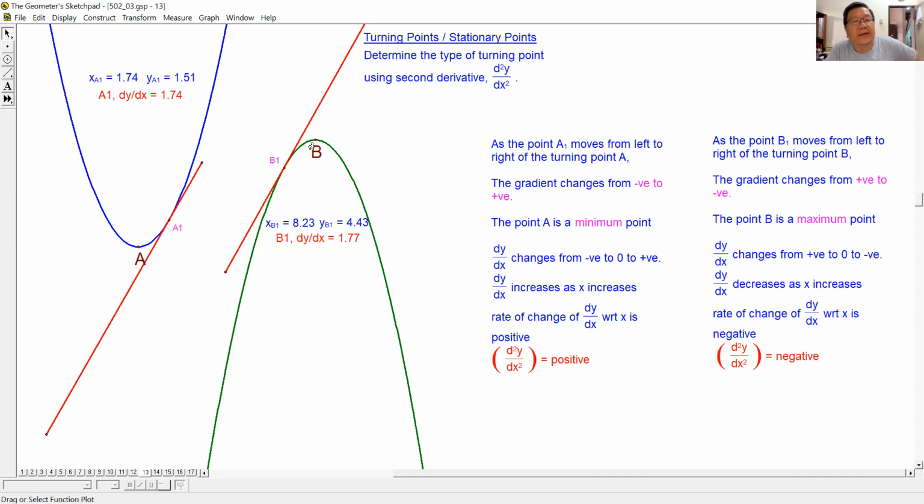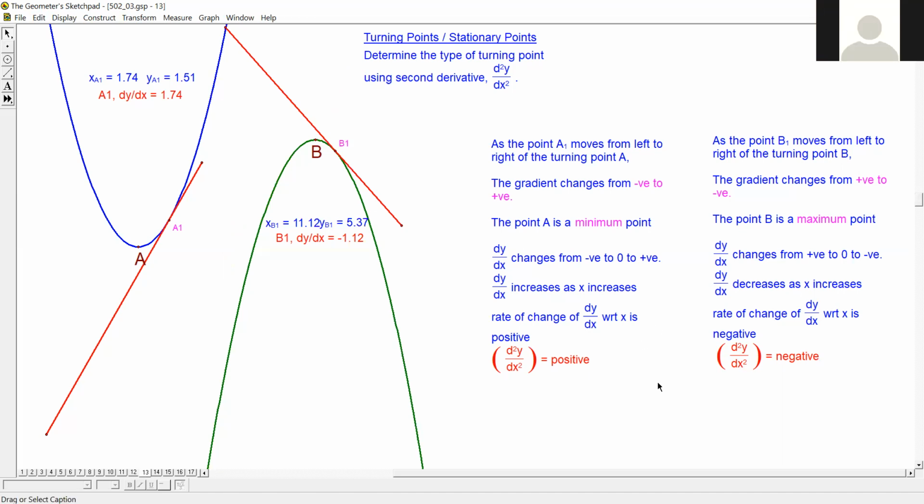Now, if you look at the maximum point, the dy dx changes from positive to negative. Can you tell me the dy dx is actually increasing or decreasing? From positive you go to negative, so it decreases. So we continue to read here. Dy dx changes from positive to negative. That means the dy dx decreases as x increases.